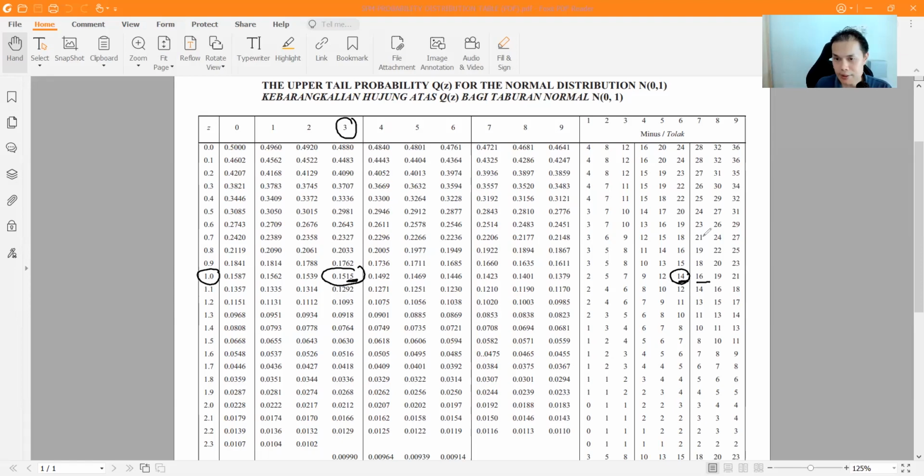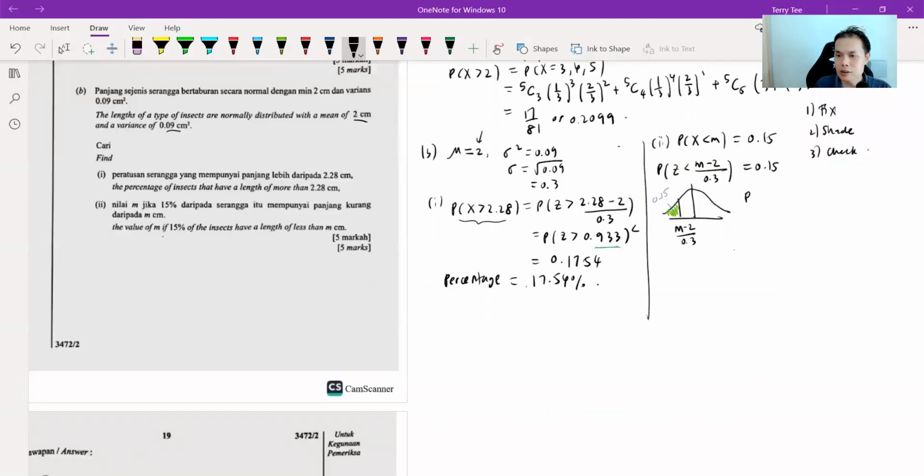All right, you can subtract 16, but for the top part, you have to add. So you read this as 1.036. Right, so I go back to this and write, I know that when I read z more than 1.036, I get 0.15. Now, the problem is, this is on the left, so it's not the same. This is m minus 2 over 0.3, which is not 1.036.